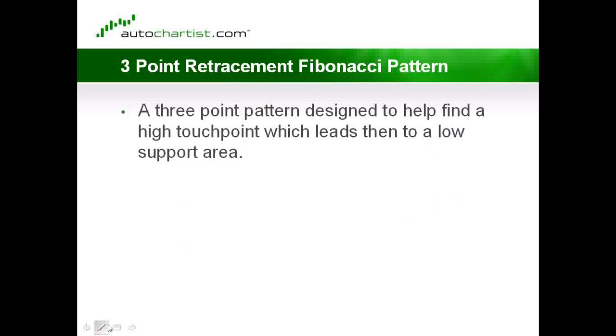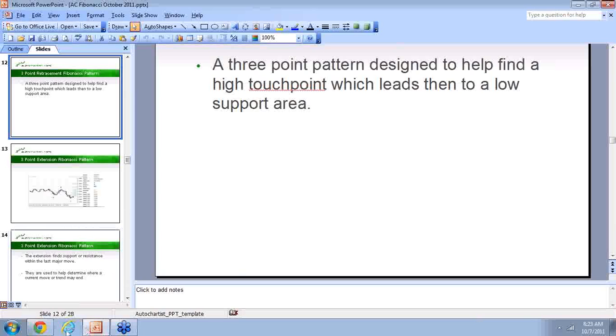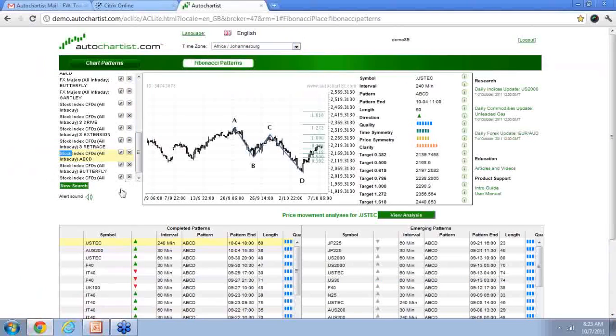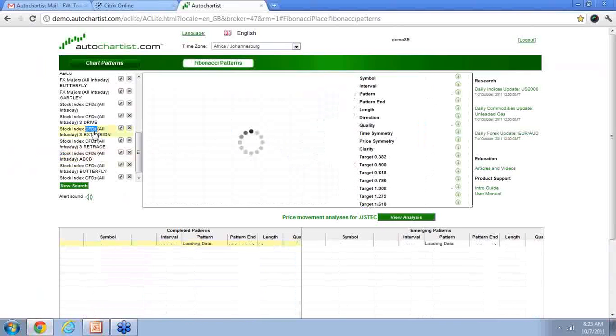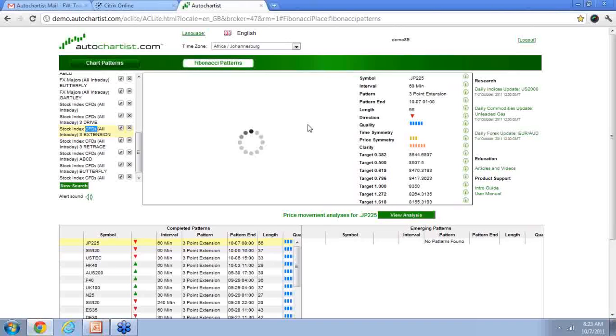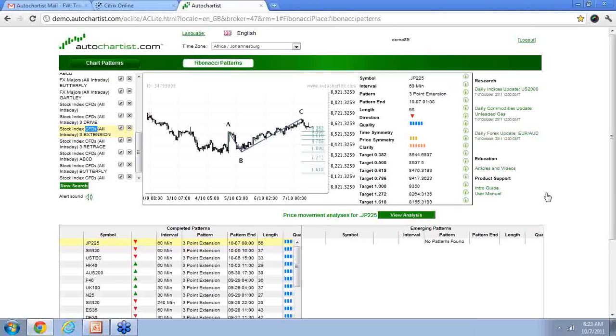All right, so what we're going to do here now is switch back to live data, and we're going to take a look at that 3-point extension pattern as it's taking place this morning. Here's a stock index 3-point extension, and I will click that on, and we should be looking at some activity because we did have, like I said, that U.S. unemployment number, so there tends to be a lot of volatility in the marketplace.